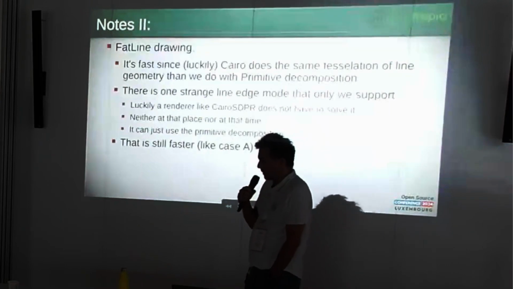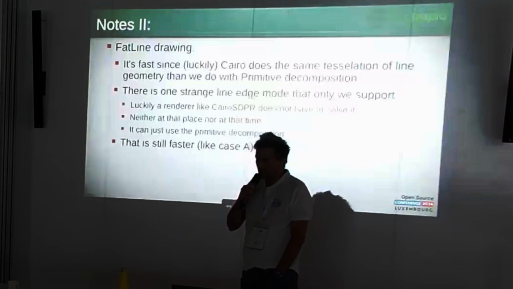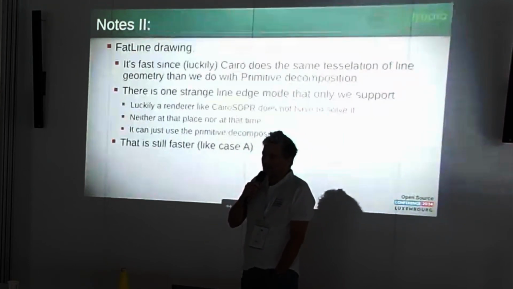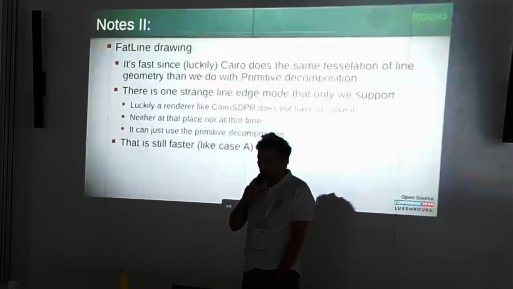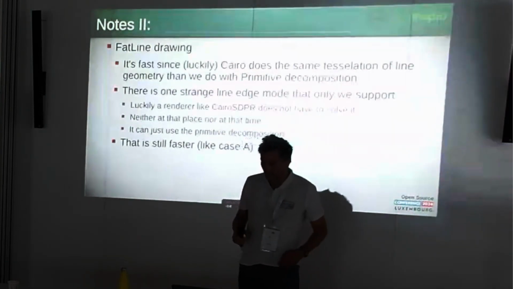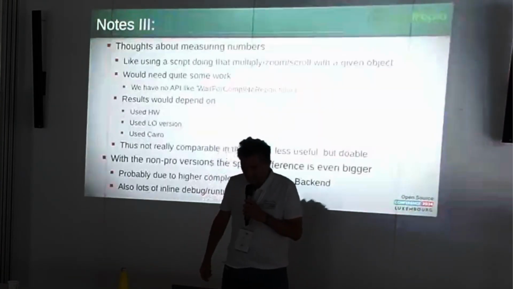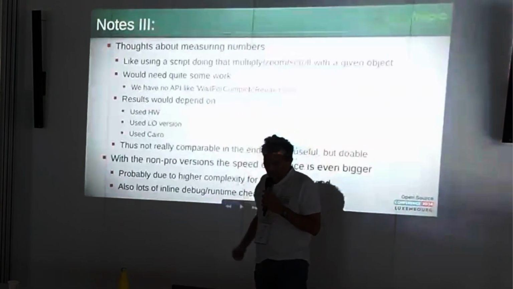But the problem with metafile is it's a paint recording and not really a graphical description. So I say it like that to make clear that the quality of the graphical description of a metafile is just not comparable with what you get with the primitives, what you could render. So even that is still much faster.